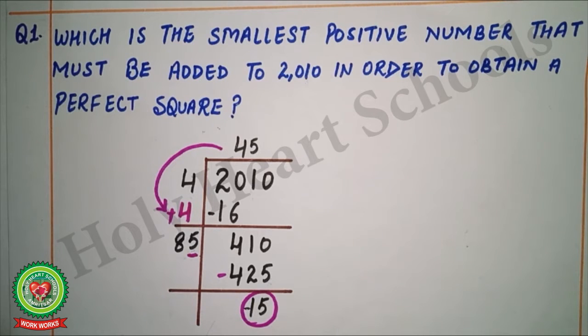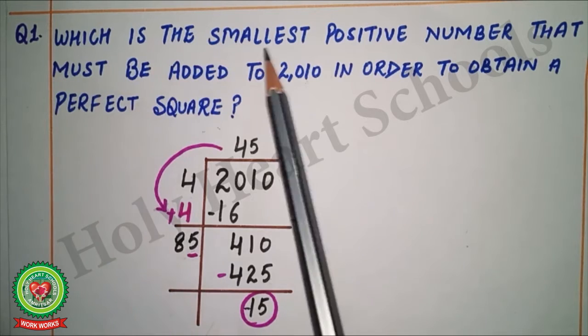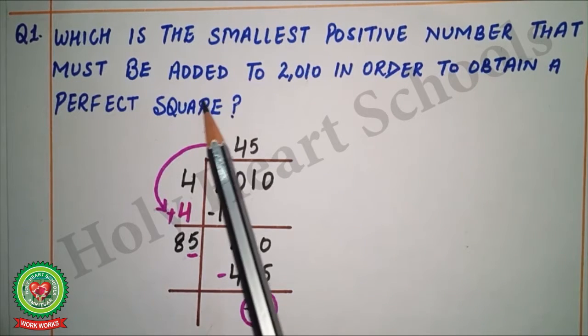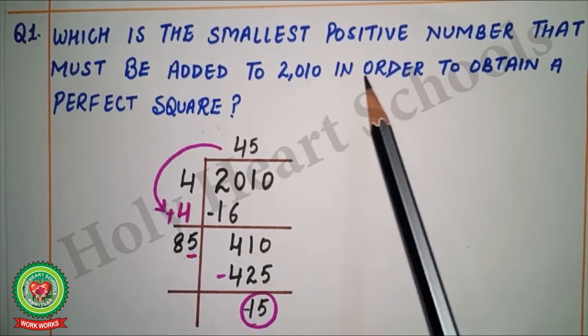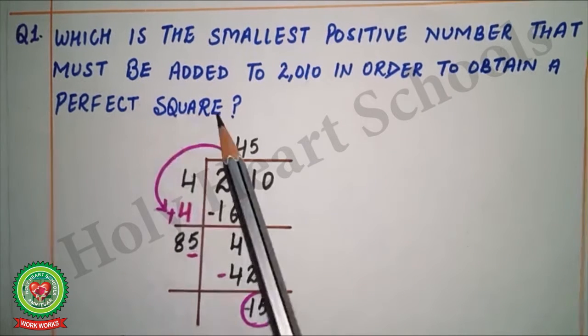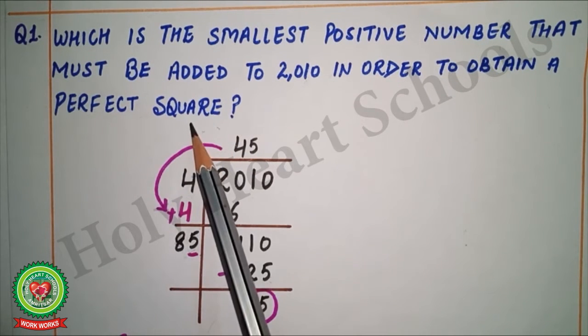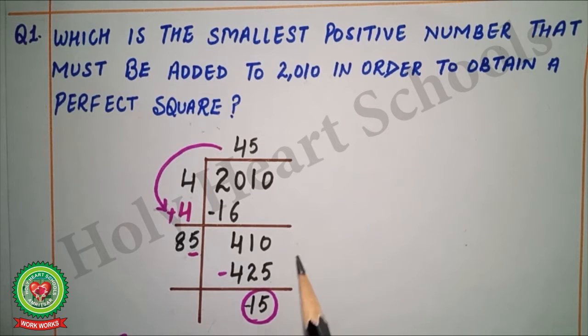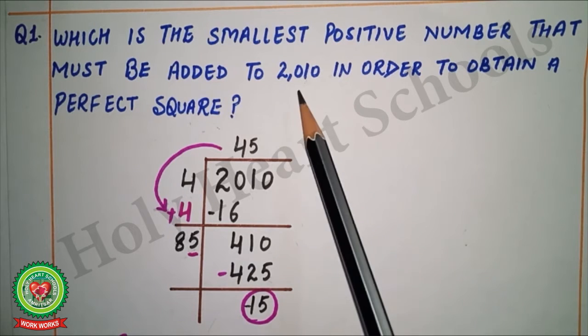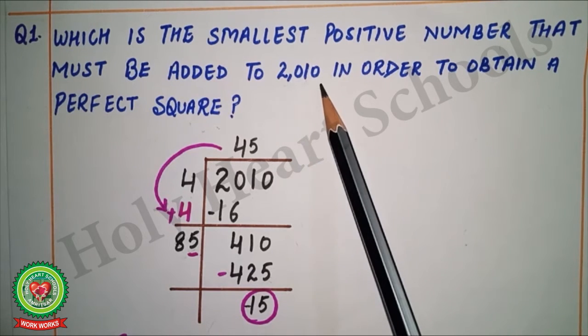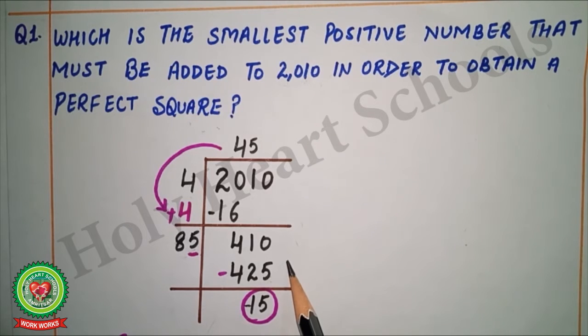So let's have our first question. Let us read the statement first. Which is the smallest positive number that must be added to 2010 in order to obtain a perfect square? So students, as you know, for finding a perfect square, what we have to do? We have to follow the method of long division. So here we will divide 2010 by long division method.